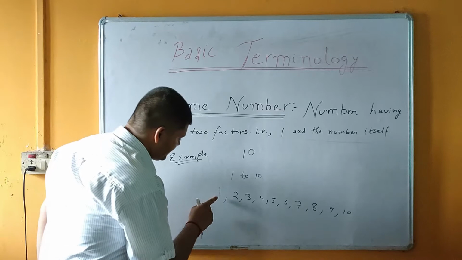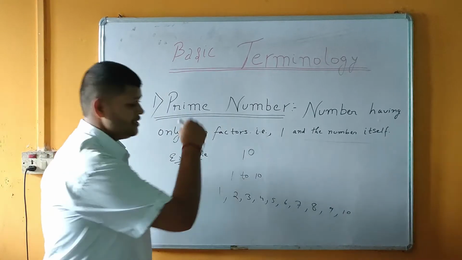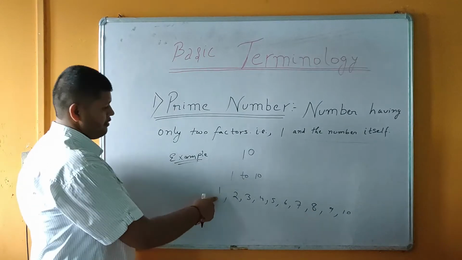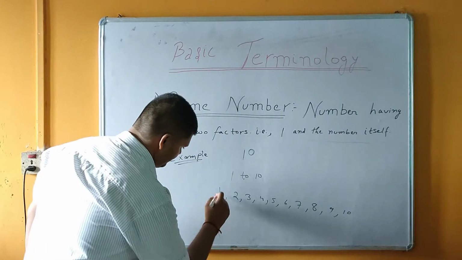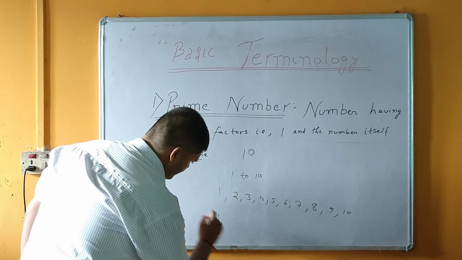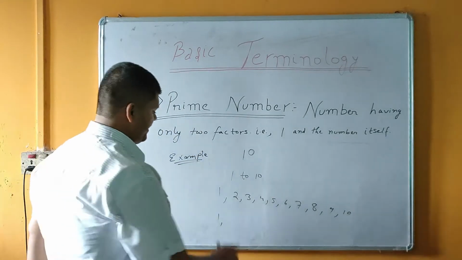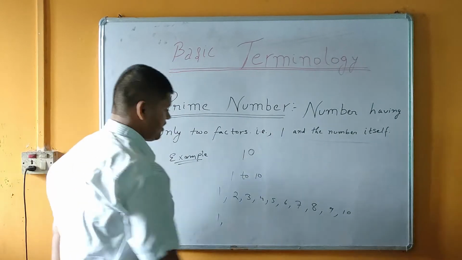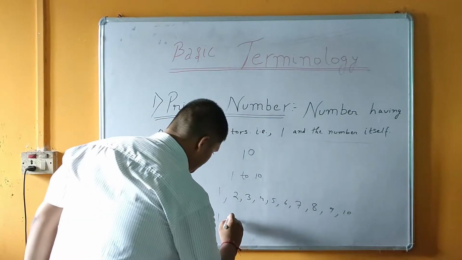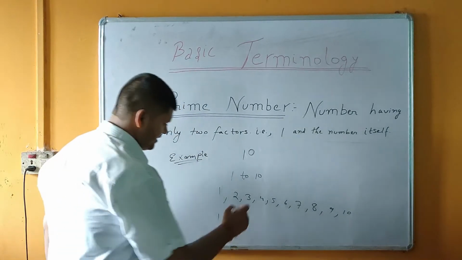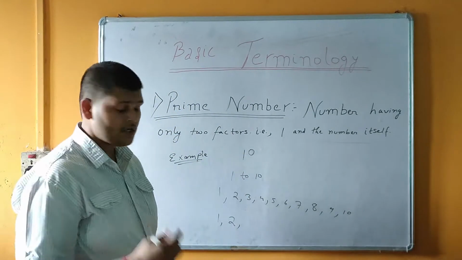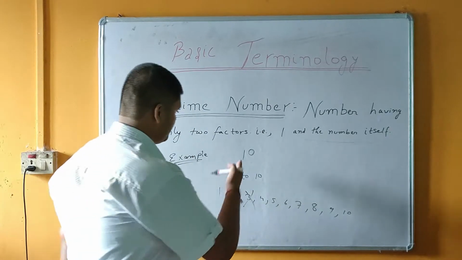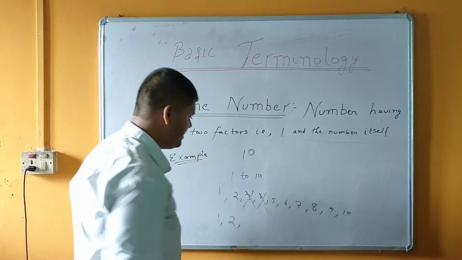Now in the table of 1 we have to see whether 10 occurs or not. Yes, in the table of 1 this 10 will occur. That means 1 is a factor of 10. In the table of 2, we have to see whether 10 occurs. Yes, 5 times. That means 2 is also a factor. In the table of 3, will 10 occur? No. That means 3 is discarded. In the table of 4, 10 will not occur, so we will discard it.